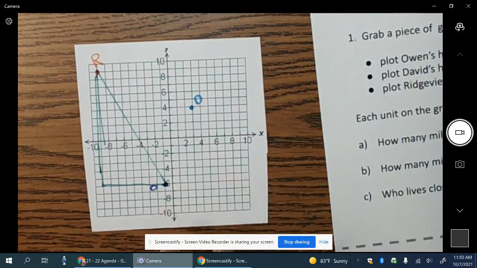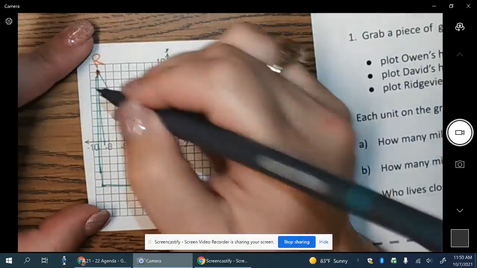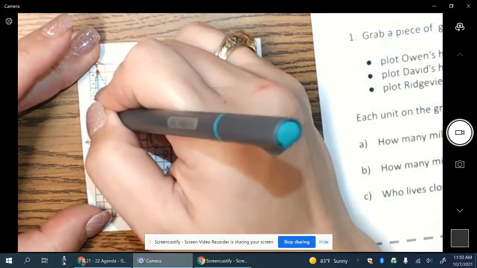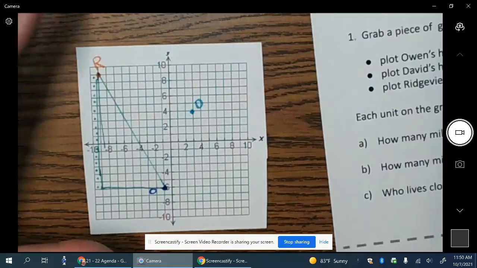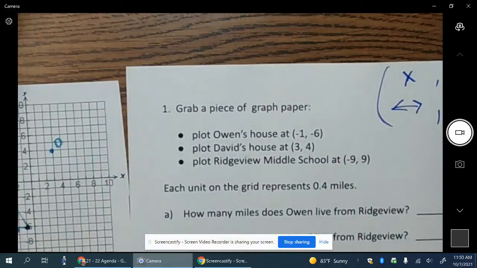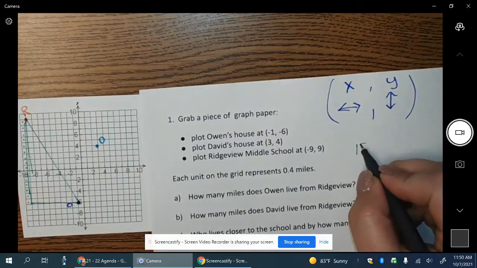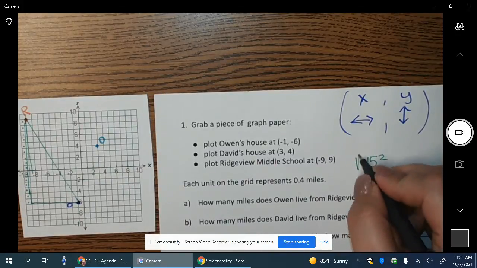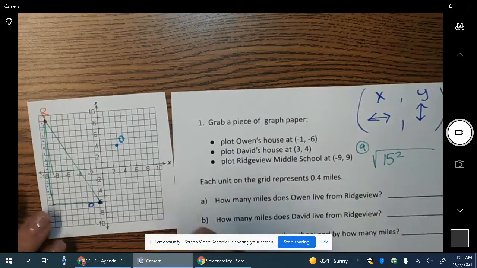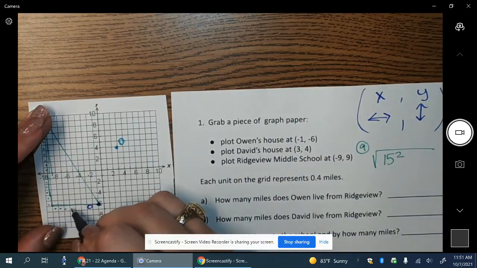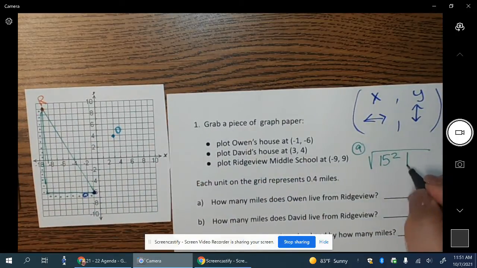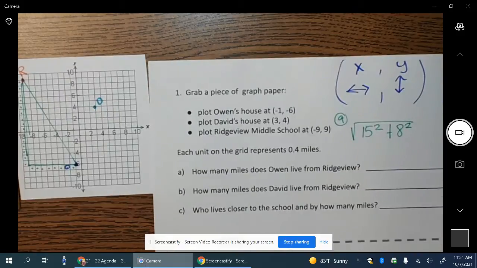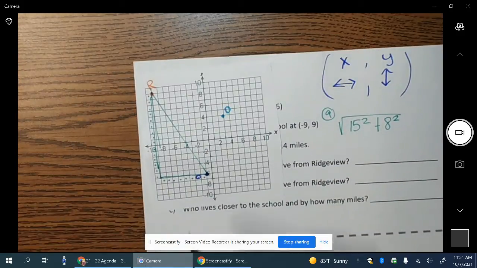Alright, so how far north-south? Like, what's the up and down? How far is it? Did everybody get 15? Yes? Okay. So 15 squared plus what? This is for A. I hear 6 and I hear 8. I also got 8. So 15 squared plus 8 squared. All I did was count the number of spaces I moved.